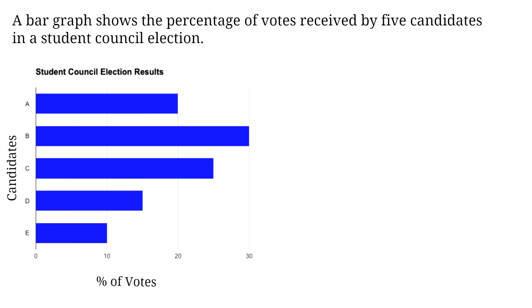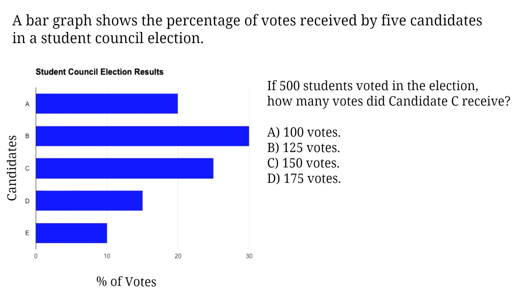A bar graph shows the percentage of votes received by 5 candidates in a student council election. If 500 students voted in the election, how many votes did candidate C receive? A. 100 votes. B. 125 votes. C. 150 votes. D. 175 votes.